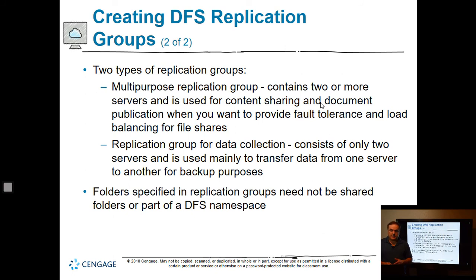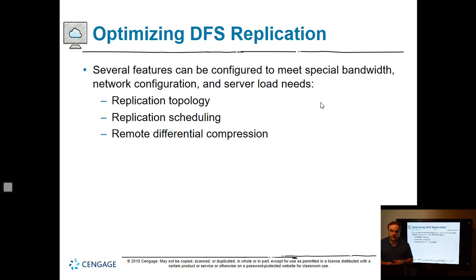So there are 2 different types of replication groups. You've got the multi-purpose replication group and the replication group for data collection. You can read that and decide what you're going to be using. In our case, we're going to be providing fault tolerance and load balancing for file shares. Several features can be configured to meet bandwidth needs. So there's a bandwidth setup.